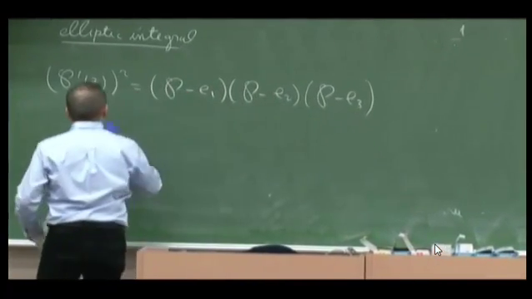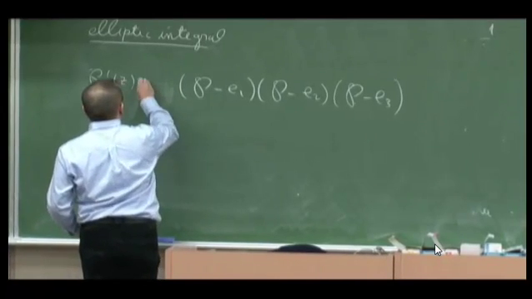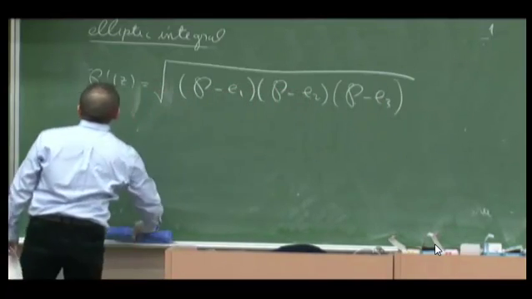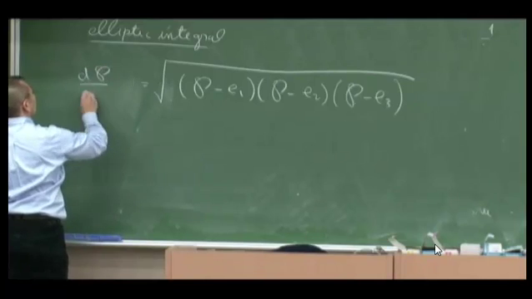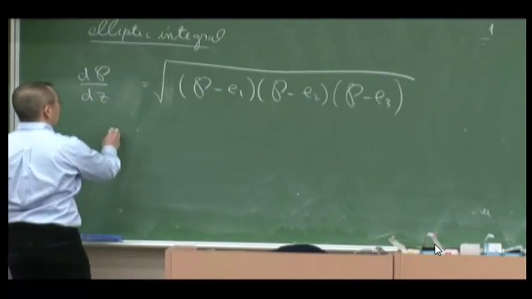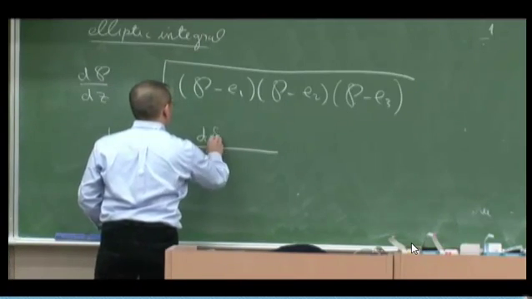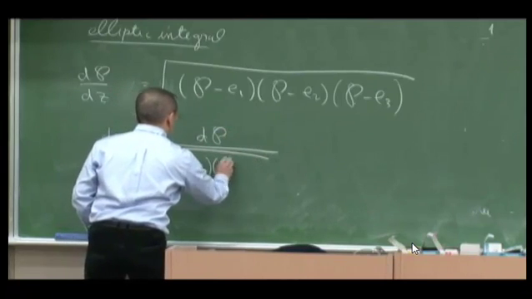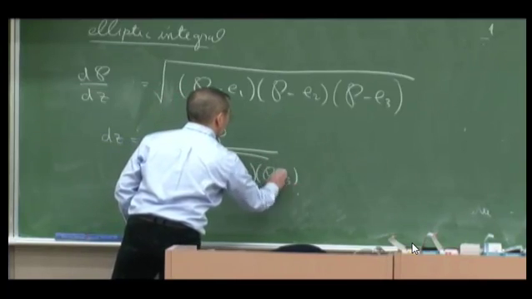So that means that I can take the square root of this to write this in this way. The left-hand side is a derivative of the ℘ function, so we can write it as dp/dz. So that means that dz is equal to dp over the square root of (p - e1)(p - e2)(p - e3).